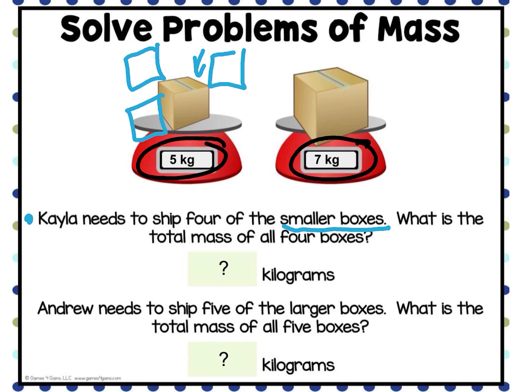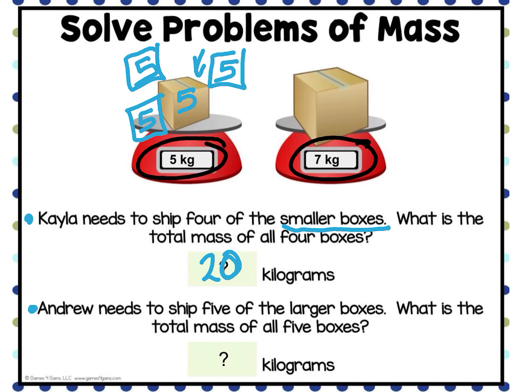Total. Ooh, I'm going to look at my blue card. My blue card says total means that we add, right? Okay, so that means I need to add 4 boxes together, and each of them weighs 5 kilograms. So 5, 10, 15, 20. So the total mass is 20 kilograms.